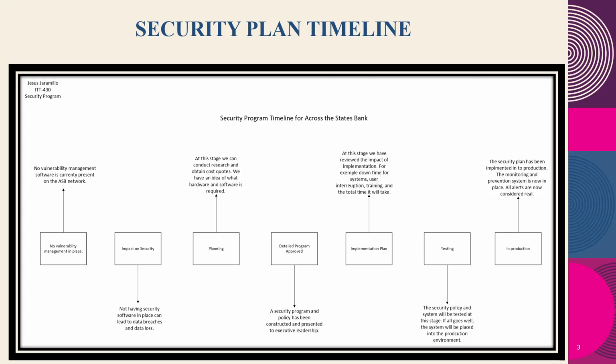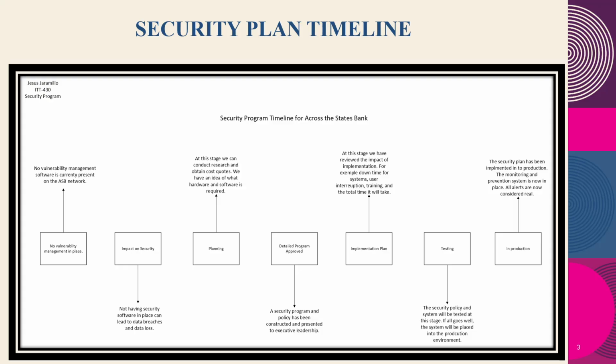Stage two, what is the impact that this plan will have on security? And the lack of having a plan, what impact does that have on our network and security? Well, not having security software in place can lead to data breaches and data loss, with the most drastic scenario being ransomware. Any vulnerability on the network that is not being scanned and reported, we are not aware of, and that is a potential door or a way in for a malicious actor who can then hold the network ransom or steal sensitive information.